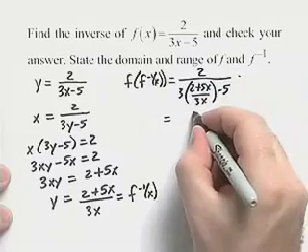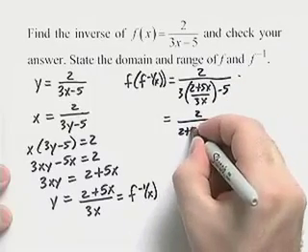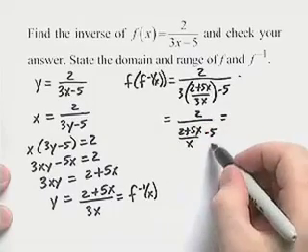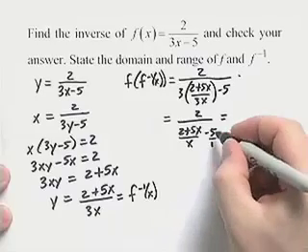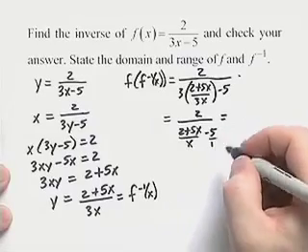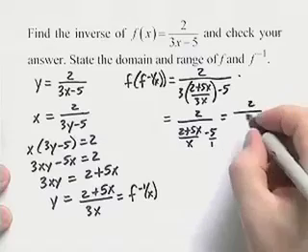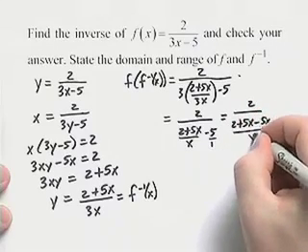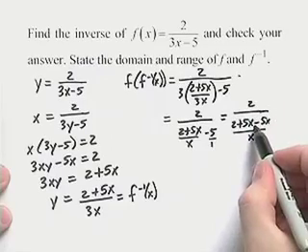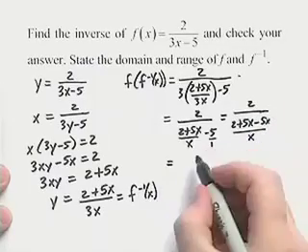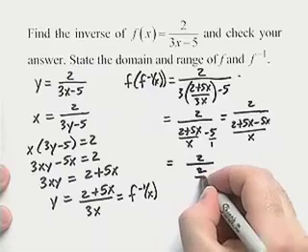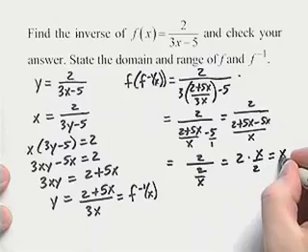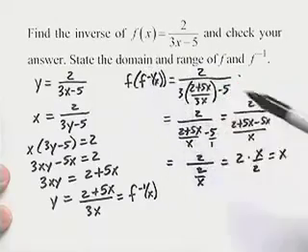The threes will cancel, so we'll have 2 divided by 2 plus 5x over x, minus 5. If we get a common denominator, think of this as 5 over 1, we need to multiply the top and bottom here by x. So we'll have 2 divided by 2 plus 5x minus 5x over x. The 5x's are going to cancel. That's going to leave us with 2 divided by 2 over x, which is 2 times x over 2, which is equal to x. So we've shown that f of f inverse is equal to x.